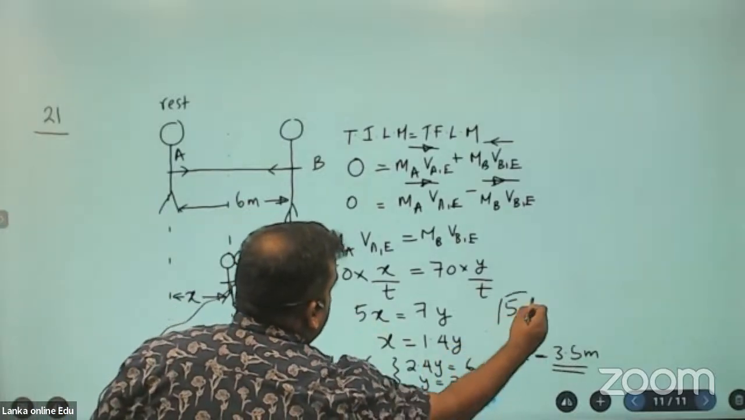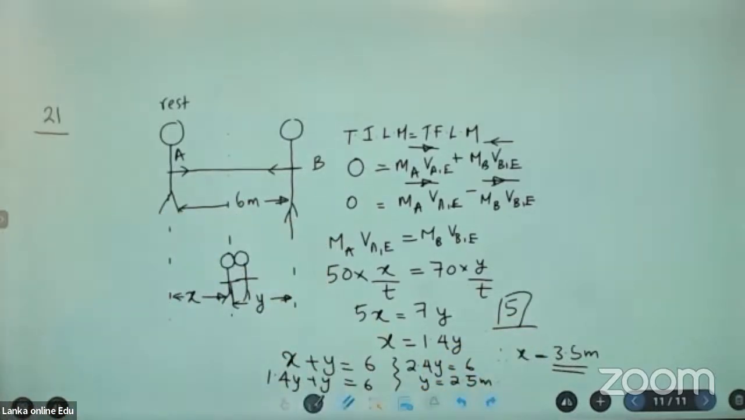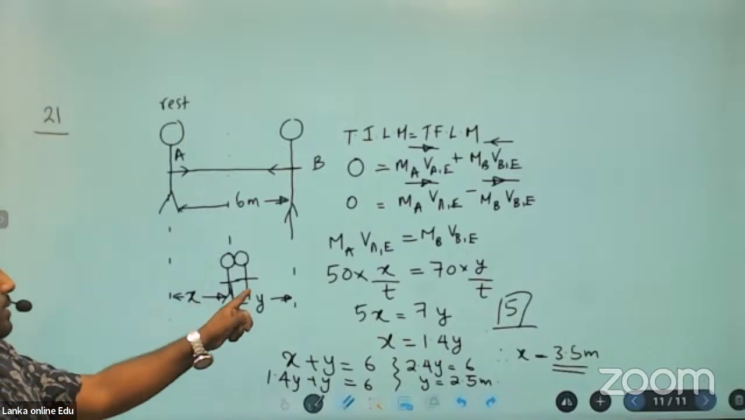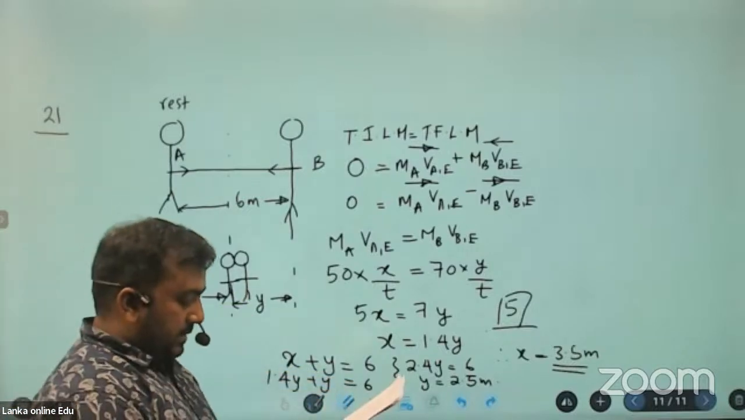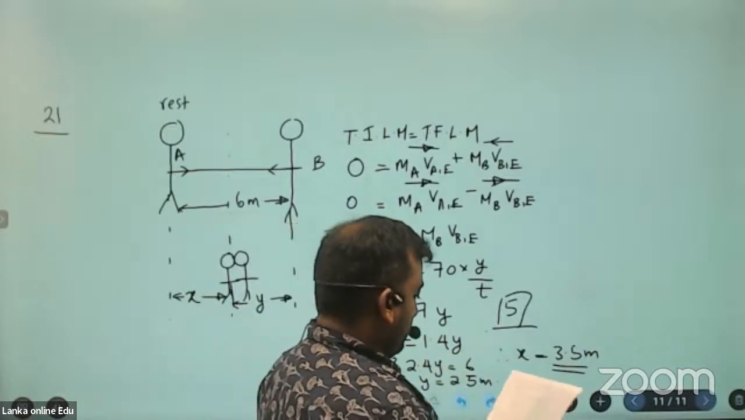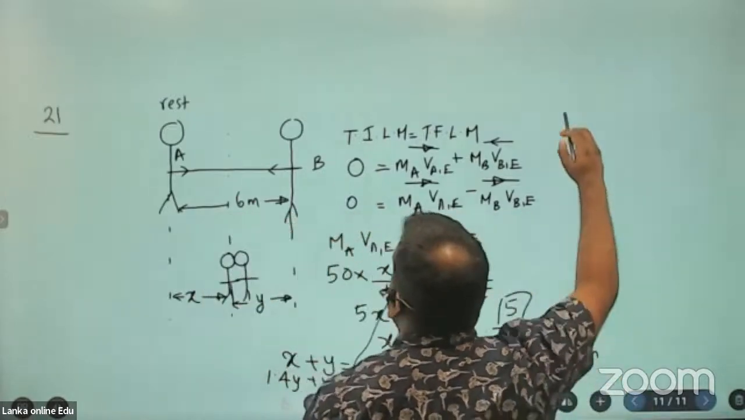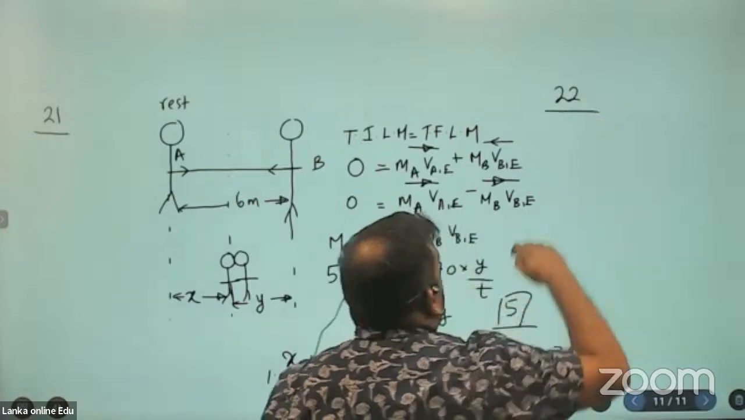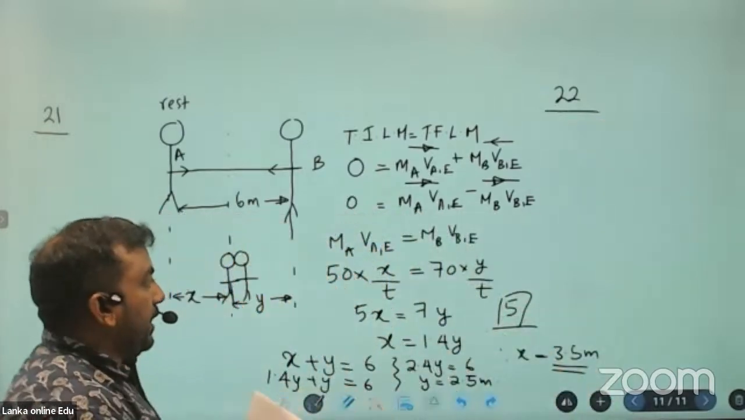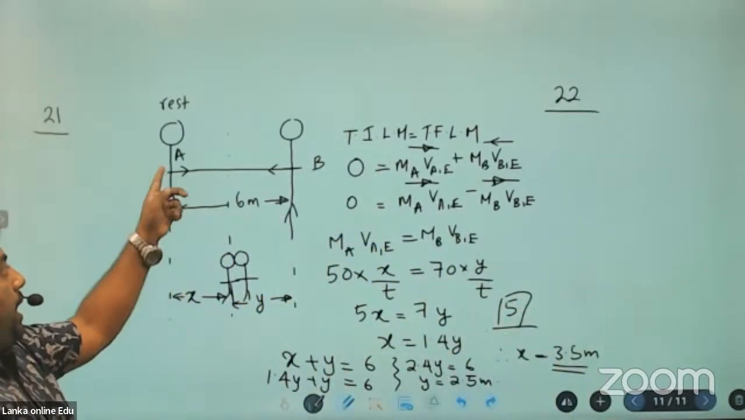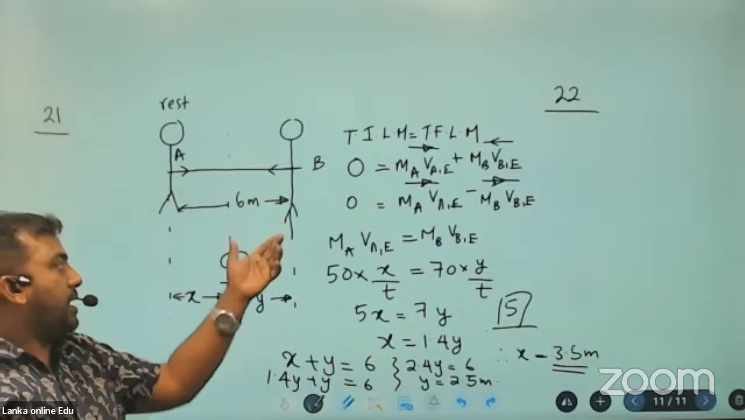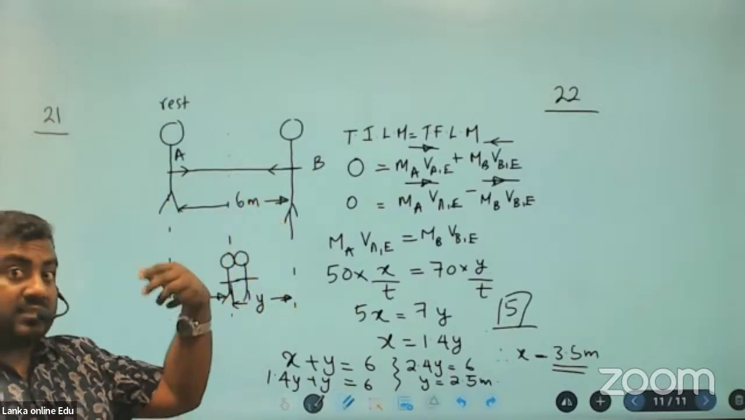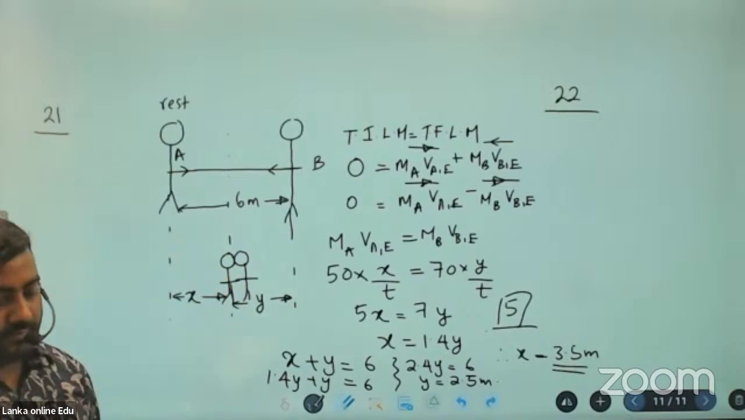Correct answer is answer number 5. A will travel 3.5, B will travel 2.5. Okay. MCQ 22. Now here the shortcut is: mass into displacement equals mass into displacement. That's all. So from the next MCQ onwards, I'll do it like that.